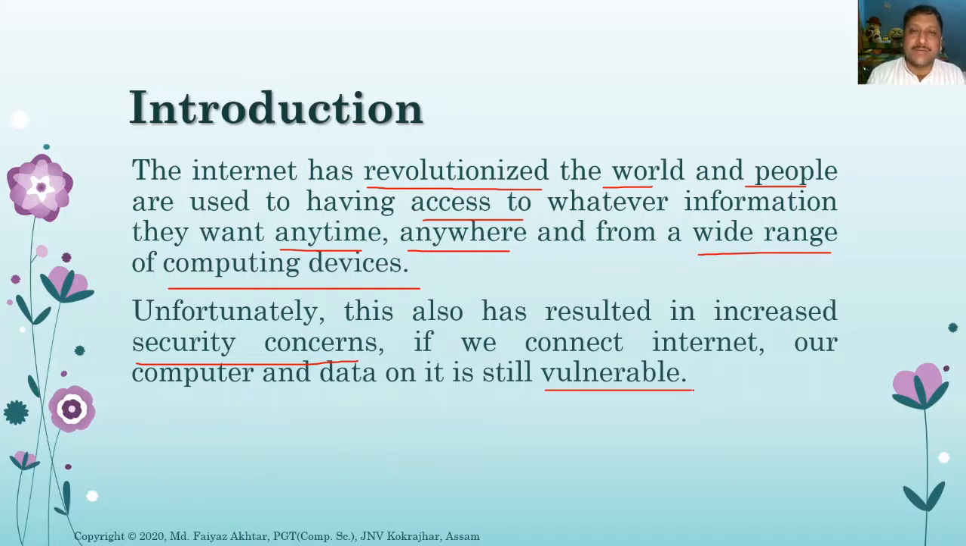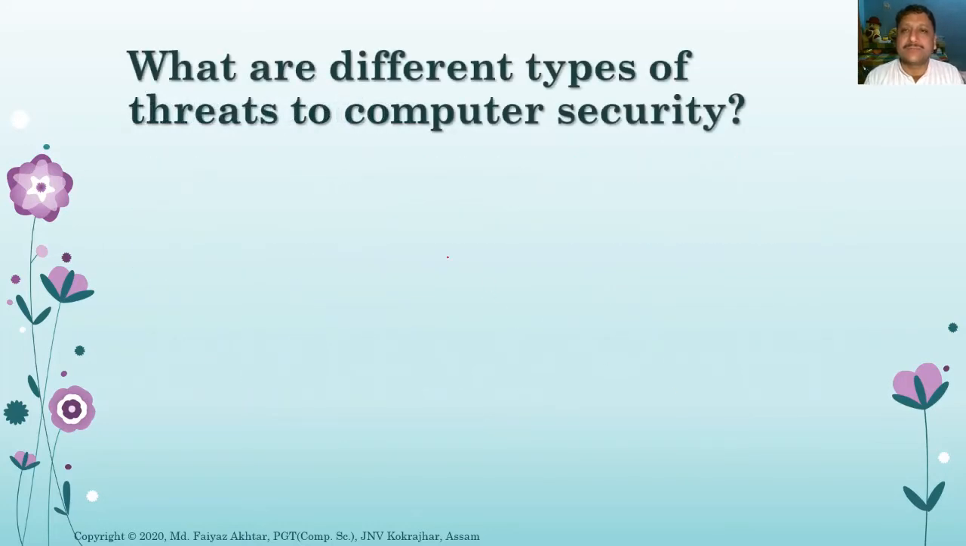So we are going to talk about what the security concerns are, and how we can protect ourselves. First we are going to learn what the different types of threats to computer security are. Threats means the risk or the vulnerability, the system through which our data and our privacy may be hampered. So these are the threats.